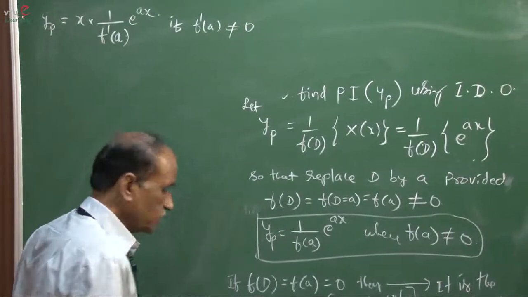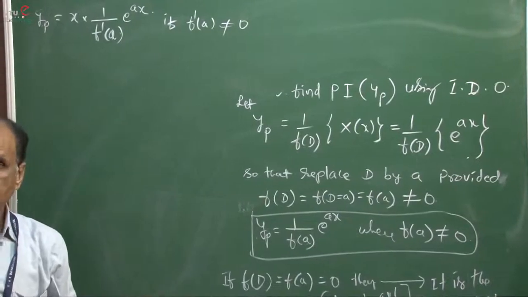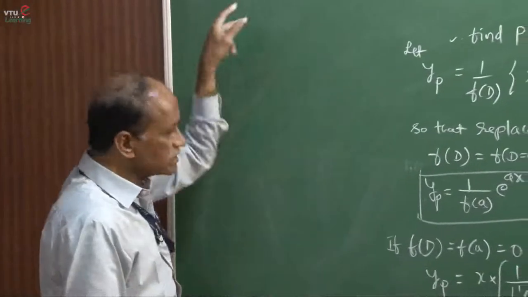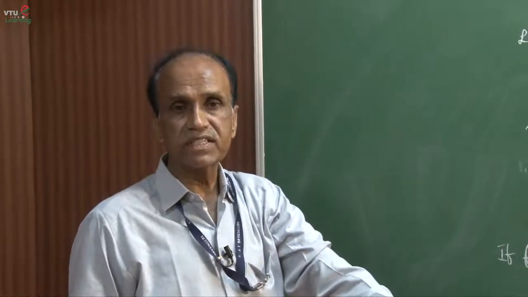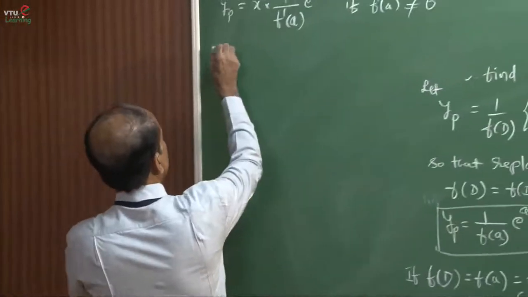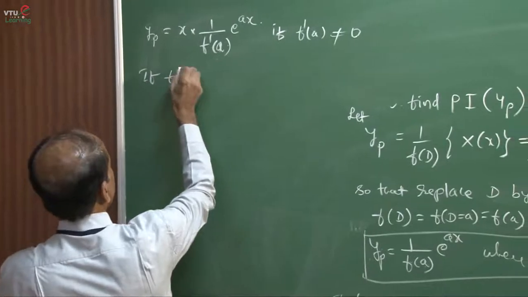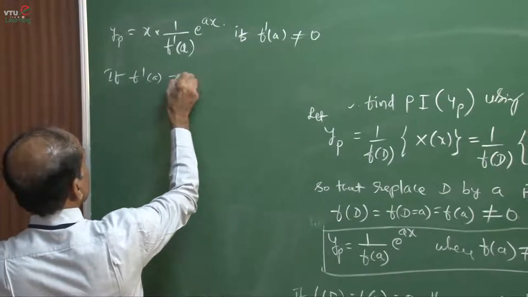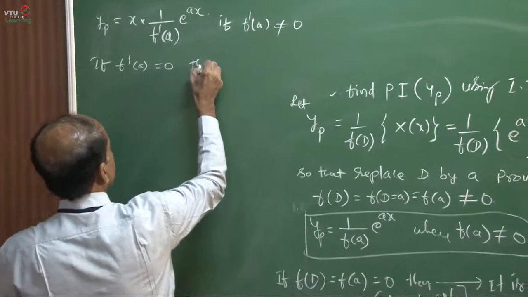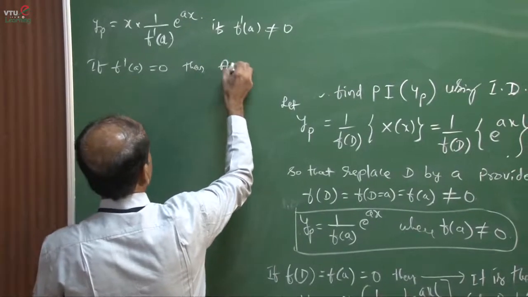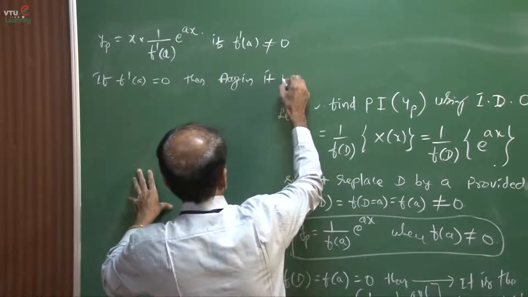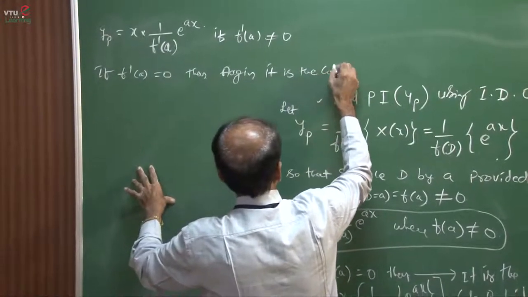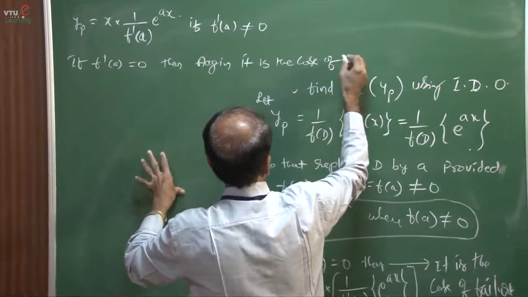Now, what is your question now? Your question may be like this: suppose this is also 0, what happens? If in the second stage it also becomes 0, that is, if f dash of a is equal to 0, then again it is a case of failure.